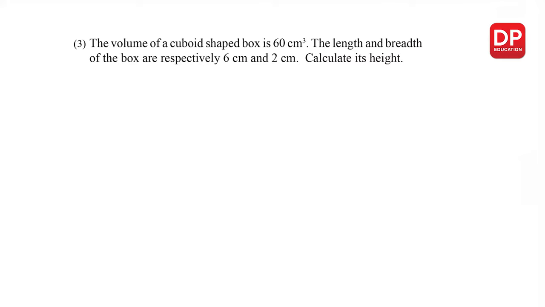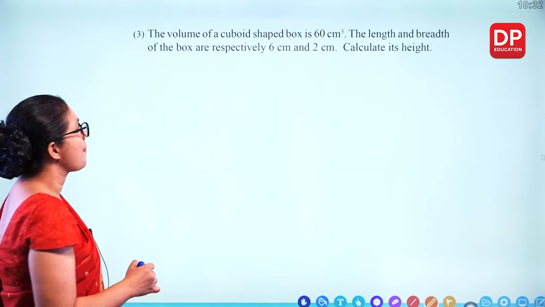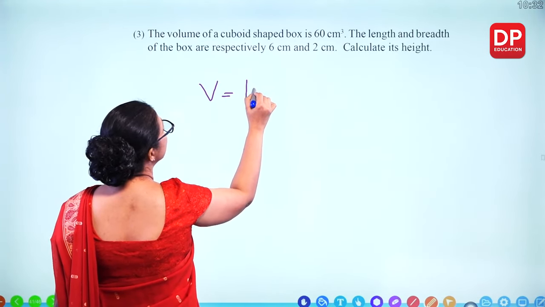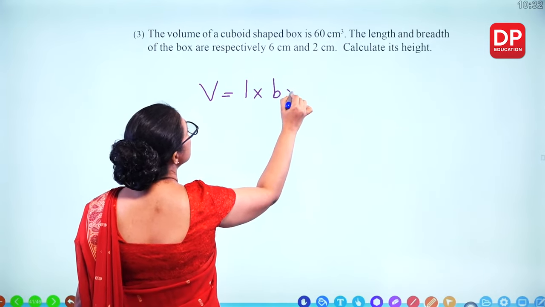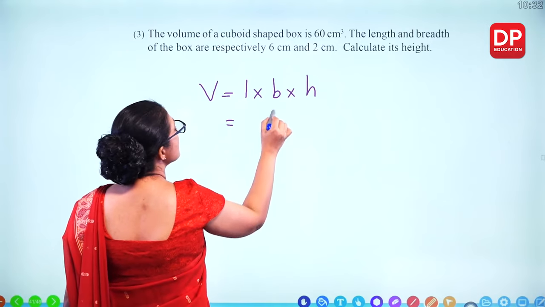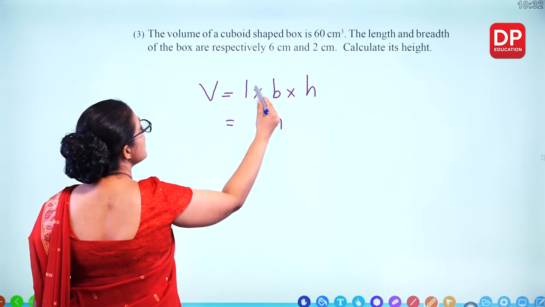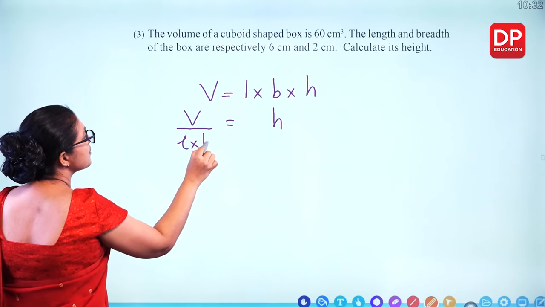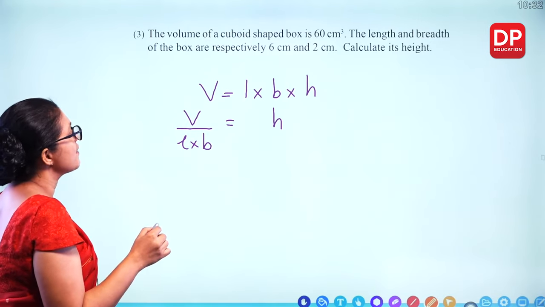Question number 3. The volume of a cuboid shaped box is 60 cubic centimeters. The length and breadth of the box are respectively 6 and 2. Calculate its height. We know volume is length, breadth and height. So how can we take height? So we can divide by length and breadth.